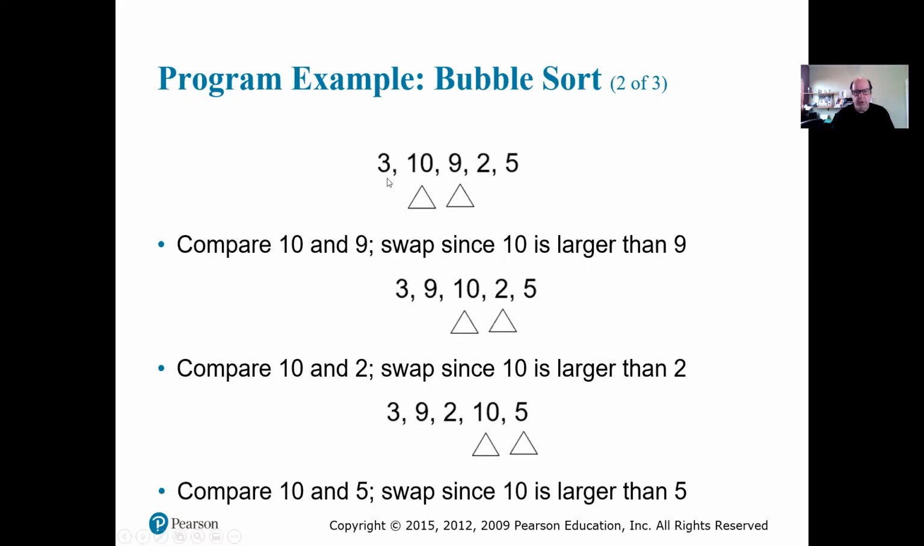So in this case, it looks at 3 and 10. 10 is greater, so it's not going to do anything. It's looking at 10 and 9. 10 is greater than 9, so it swaps it. Then it's going to look at the 10 and 2. 10 is greater than 2, then it swaps it. Then it's going to be looking at 5 and 10. It's going to have 10 more than 5, so it's going to swap it, and 10 is going to go at the end. Then it's going to go back and do it again.